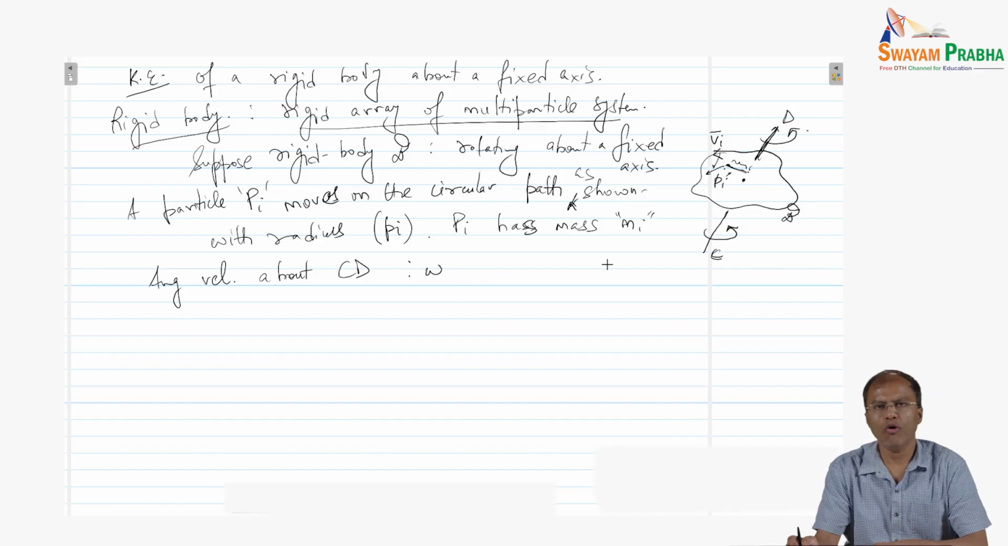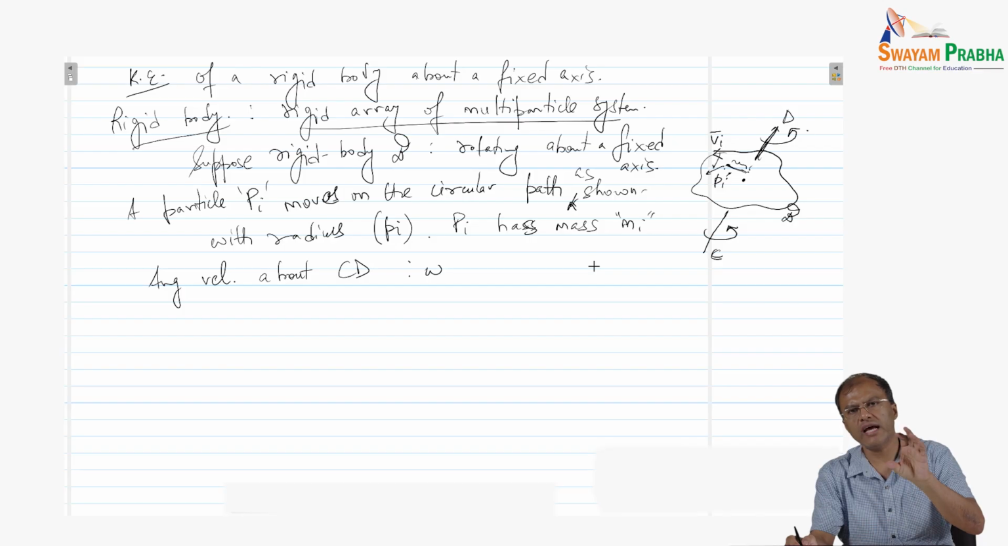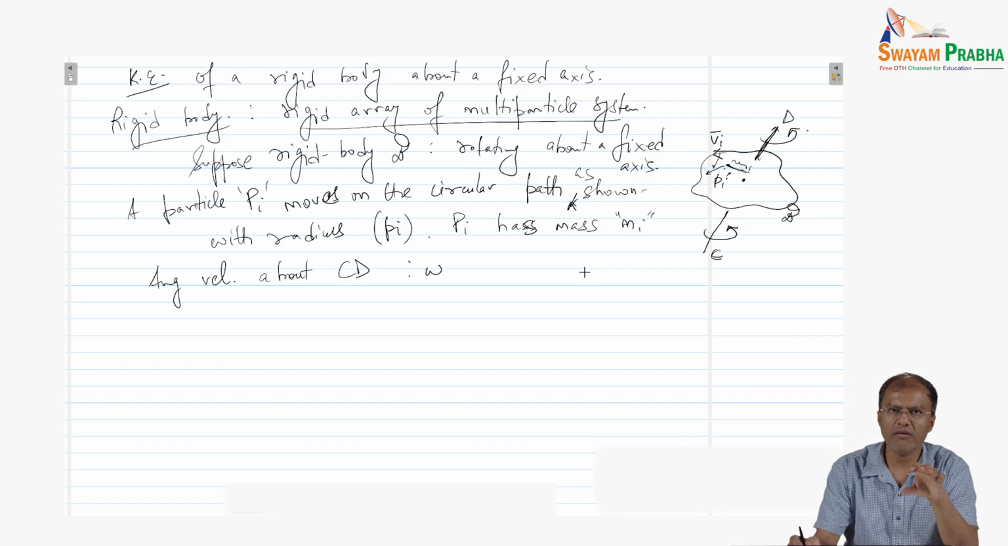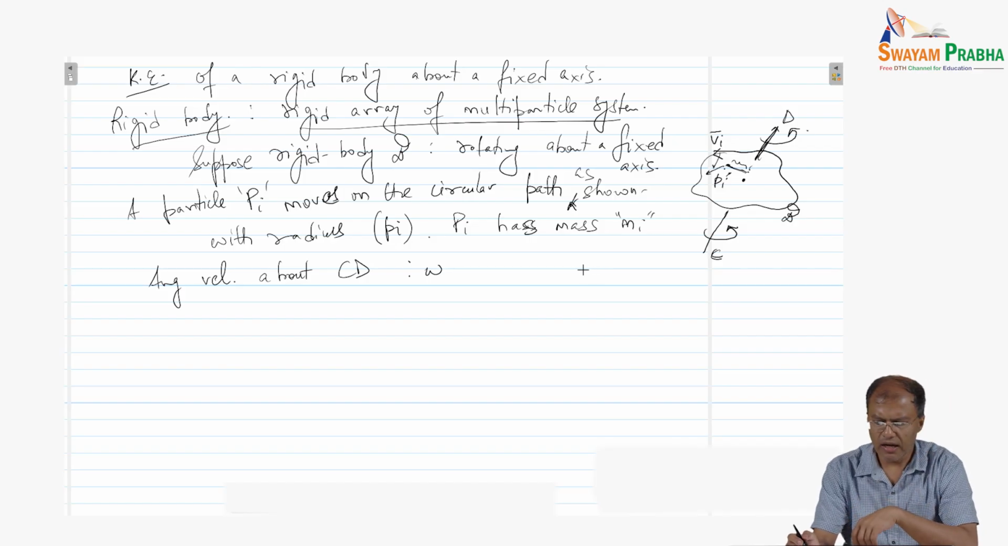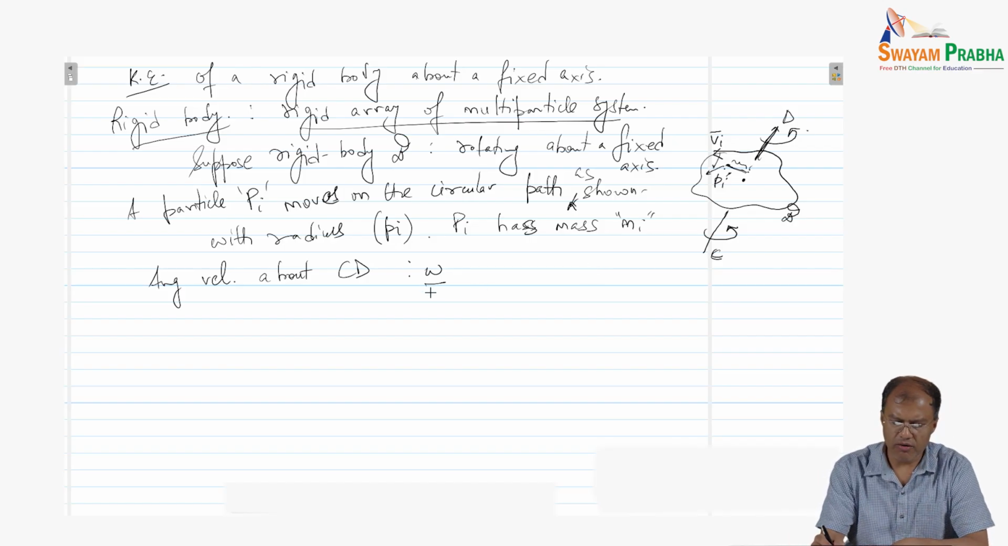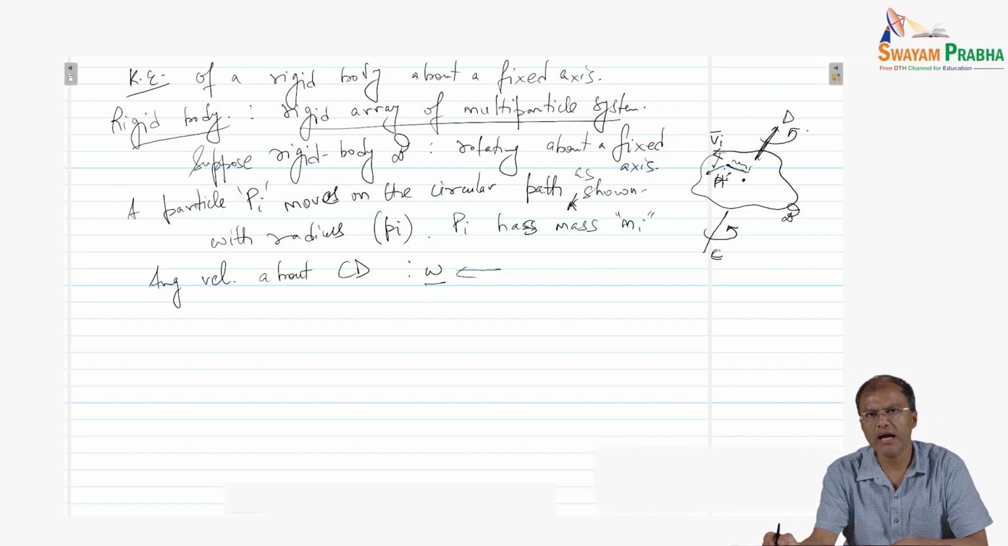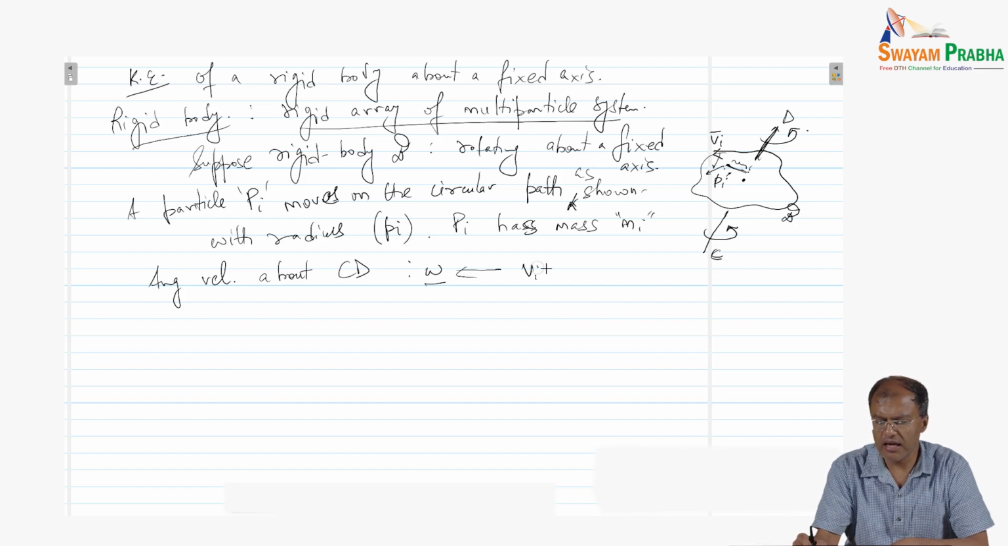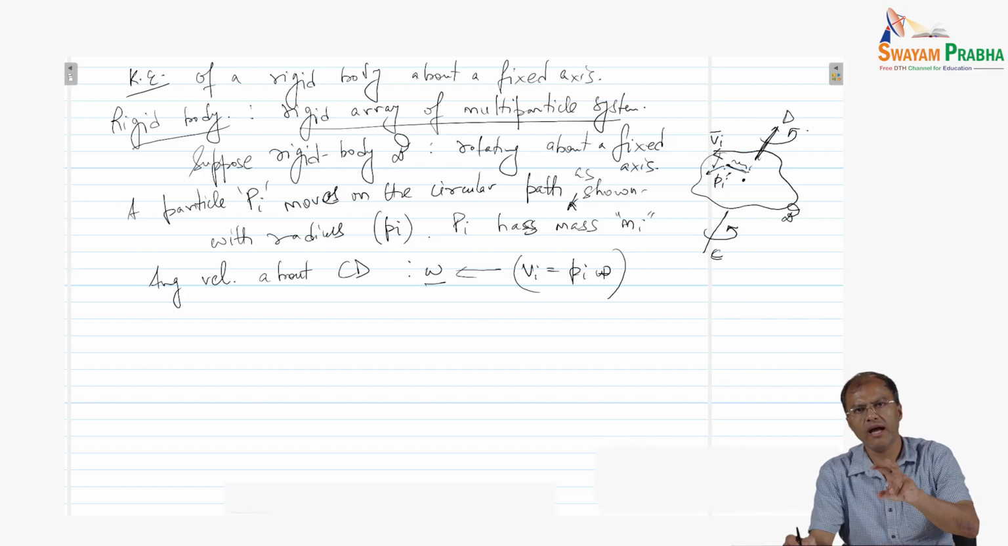Omega is the angular velocity of the entire rigid body. So any particle which is on the rigid body will also experience this angular velocity omega. Now it turns out that the particle i, which is at a distance ρi, is experiencing a velocity Vi, and Vi is going to be ρi times omega, because the body is rotating. So ρi times omega is the translational velocity of the particle i.